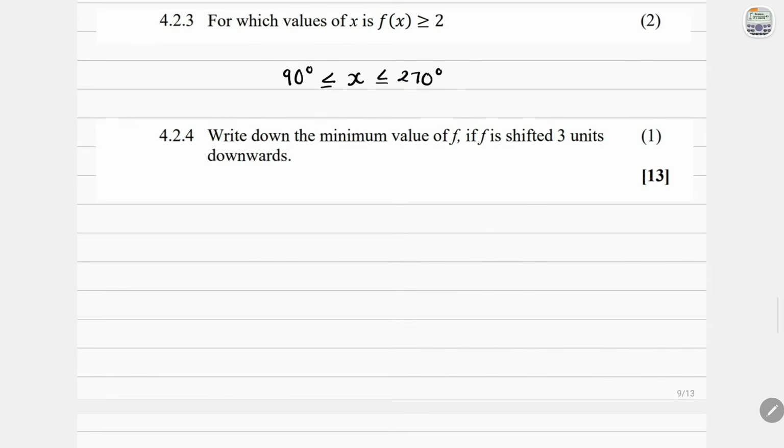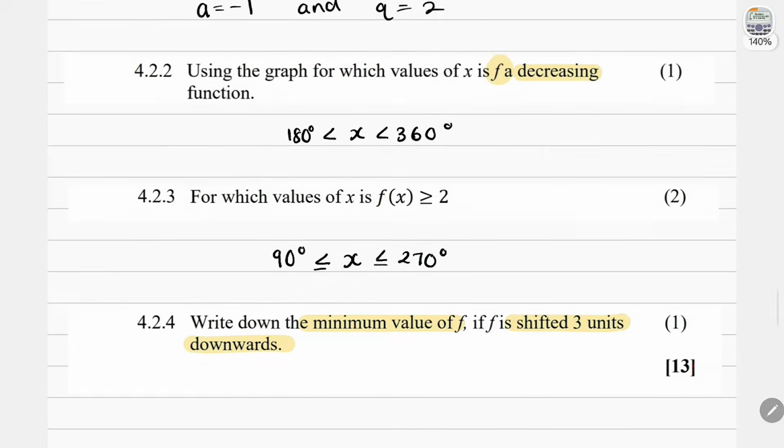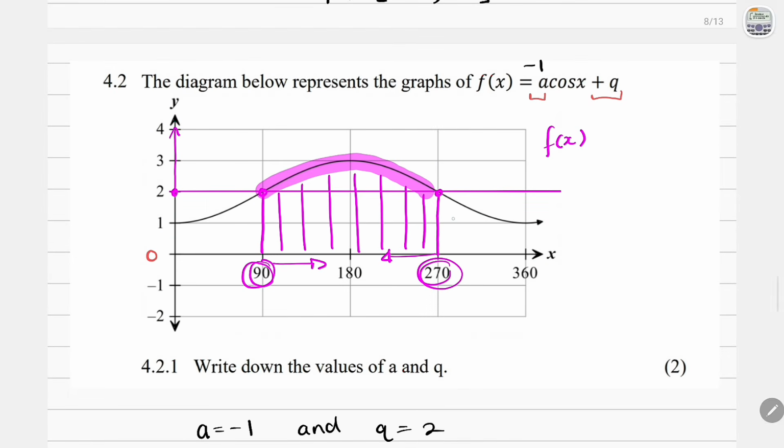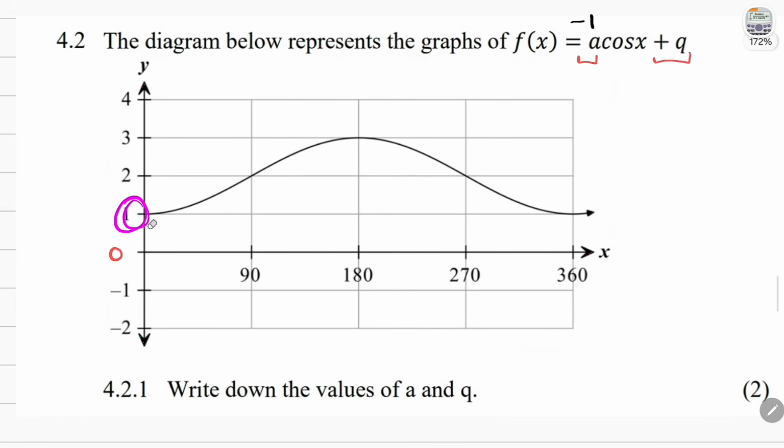And the last question for this paper says, 4.2.4, write down the minimum value of f if f is shifted 3 units downwards. Very similar to the question in question 3. Okay, so think about the graph of f and where its minimum value currently is. So the graph of f has a minimum value at 1. That is the lowest that it reaches. You see that its highest is at 3. Its lowest is at 1.